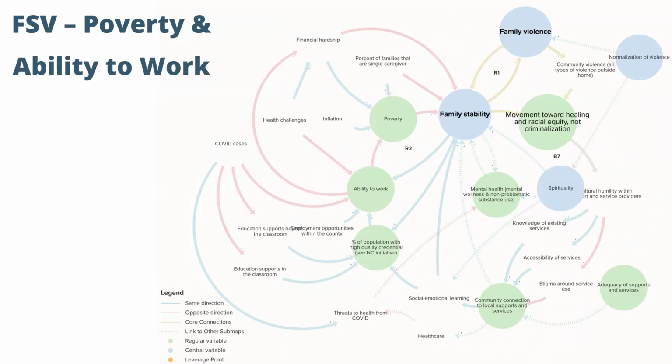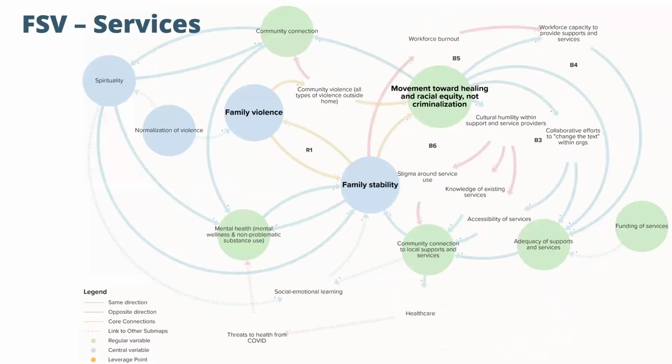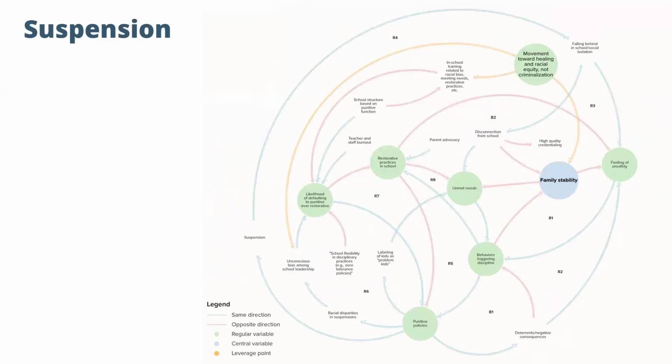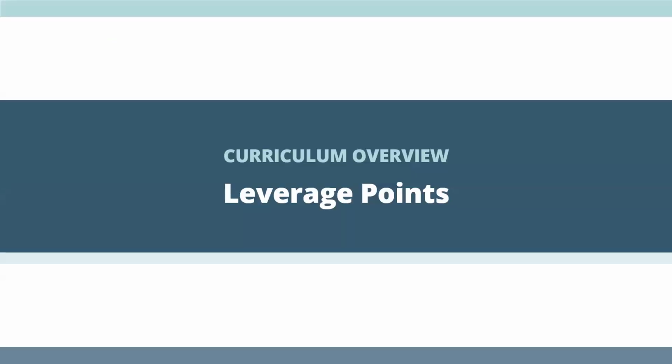So this is FSV, this is still the family stability and family violence. This is just a subset of the previous slide focused on poverty and ability to work. So all of this is on that previous slide I was showing as well. And then they also had one around services. And then this was a separate CLD around suspension in schools. So that's where they land with the CLD creation.